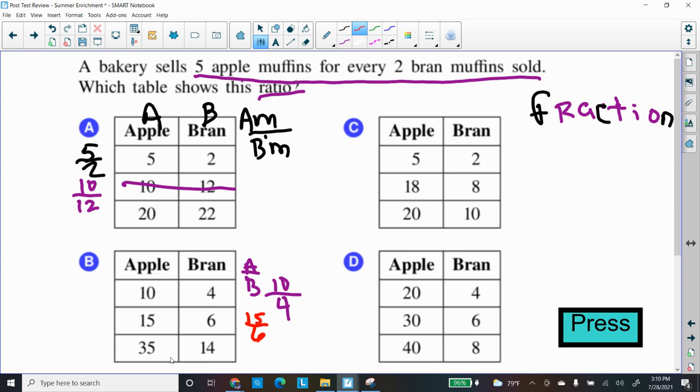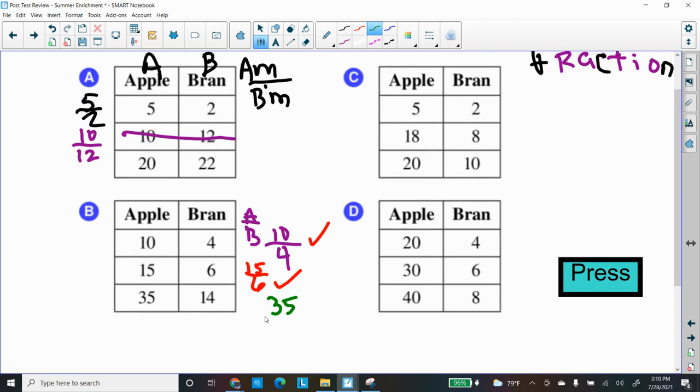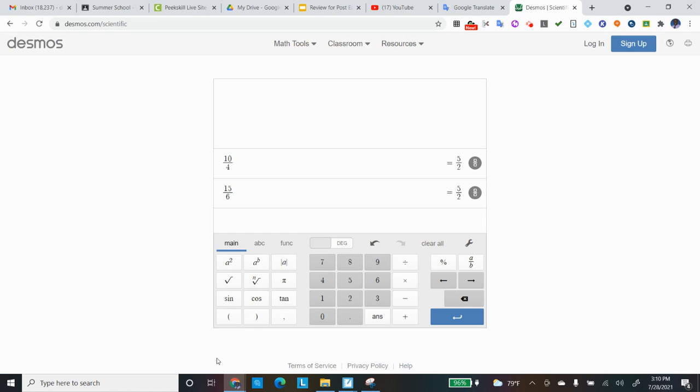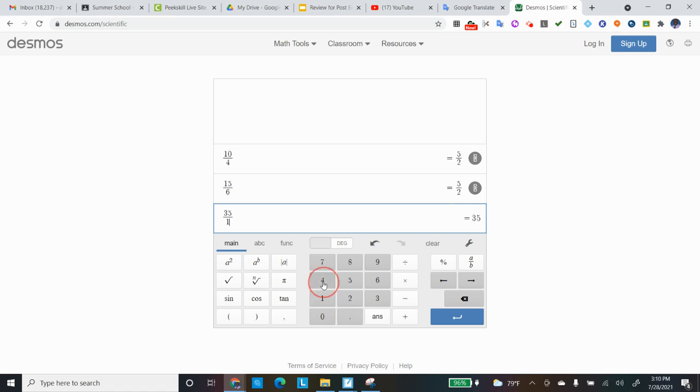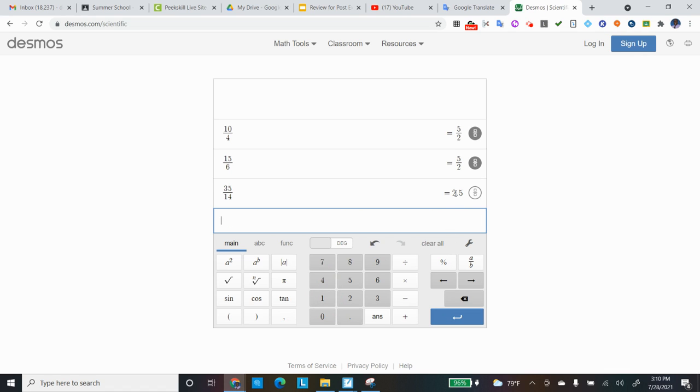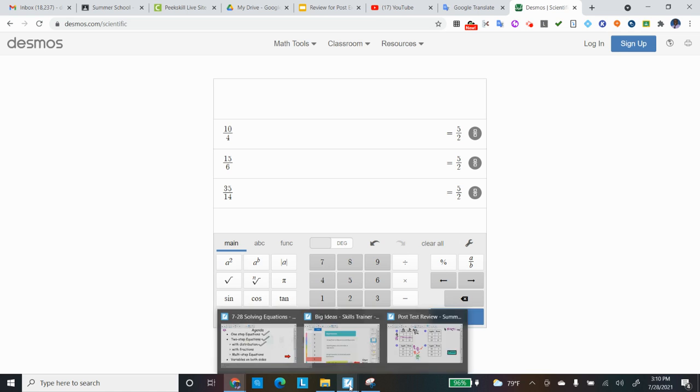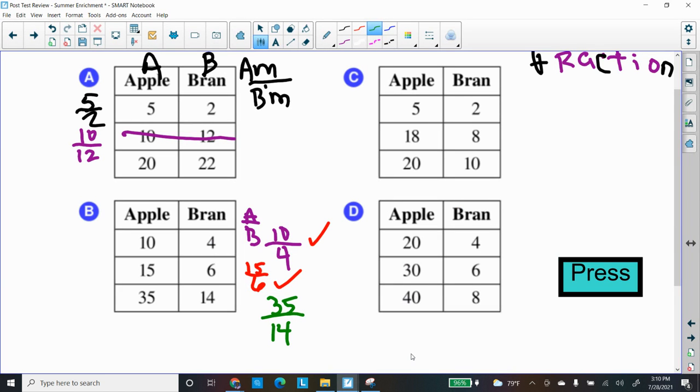Now we got another one. So this checked out and that checked out. So we got 35 over 14. Wonder if that'll check out. Will that equal 5 over 2? Well, let's see. Let me get my calculator. 35 divided by 14. Press enter, and I get 2.5, which is changed to a fraction. Hey, that gave me 5 over 2. So in choice B, it gave me 5 over 2 each time.